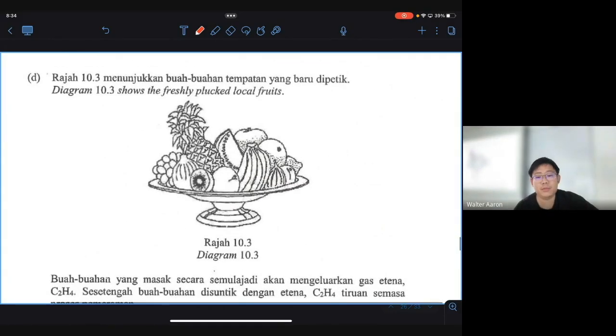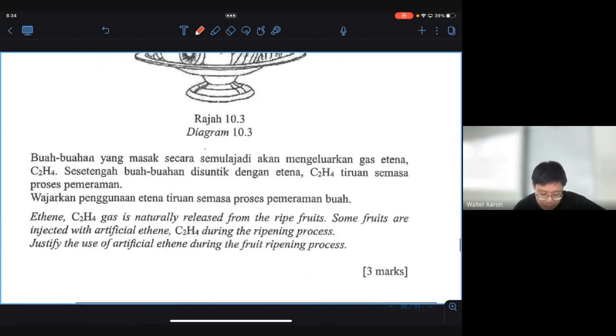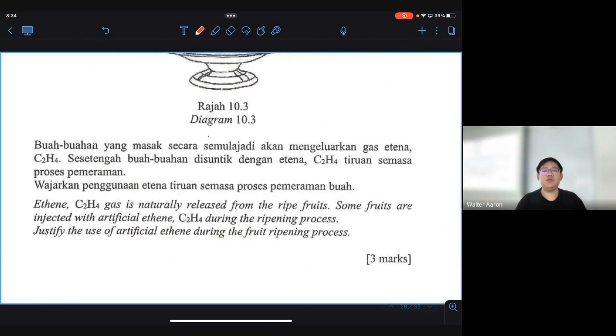Okay, for D, diagram 10.3 shows the freshly plucked local fruits. Okay, these are tropical fruits, I guess. It's pineapple, watermelon, oranges, banana, and kiwi, whatever. They say over here, ethene gas is naturally released from the ripe fruits. Some fruits are infected with artificial ethene during the ripening process. Justify the use of artificial ethene during the fruit ripening process. So this is more or less like a KBAT question.